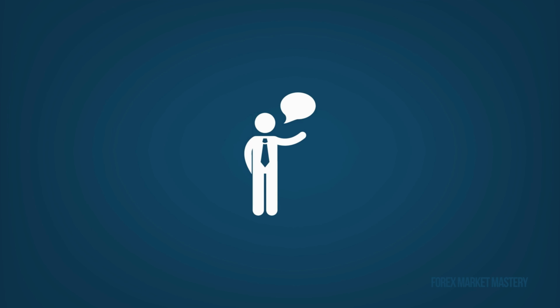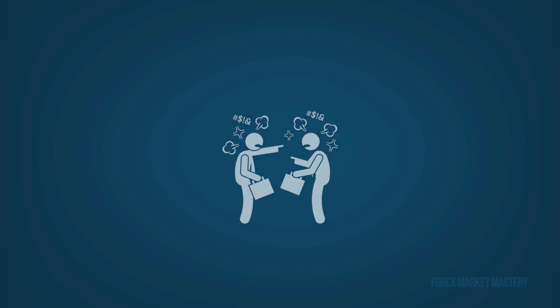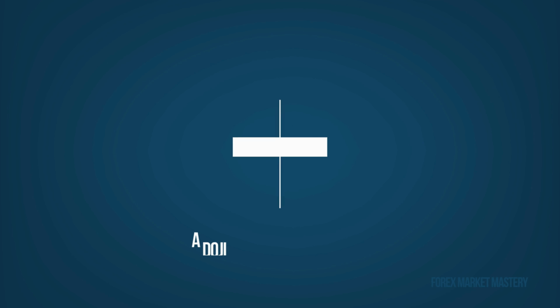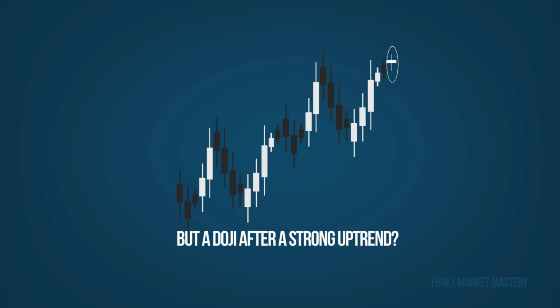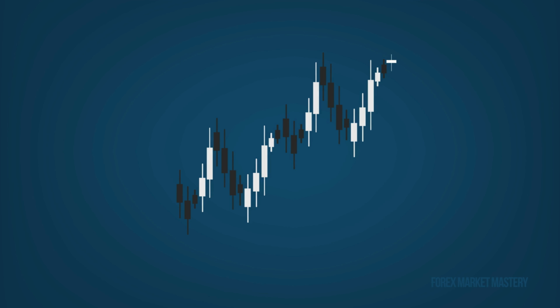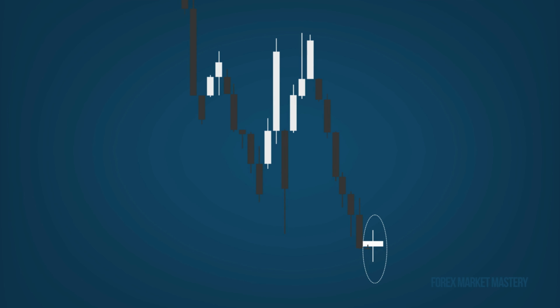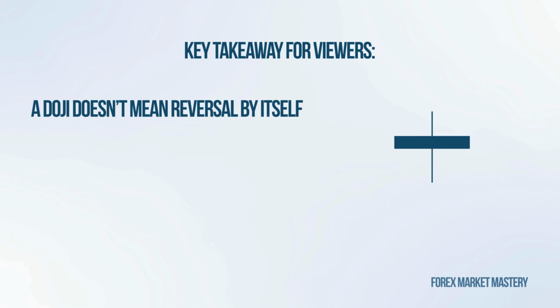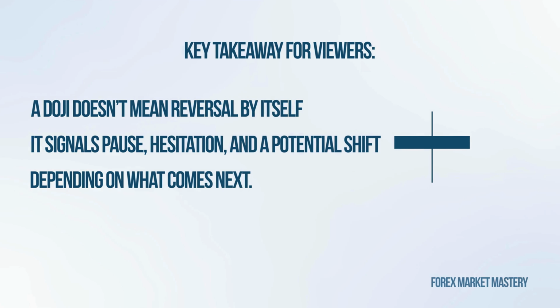What does this tell you? Complete indecision. Buyers and sellers fought to a draw. Now here's the key. A doji by itself means nothing, but a doji after a strong uptrend, that's exhaustion. The bulls ran out of energy. After a downtrend, potential reversal signal. A doji doesn't mean reversal by itself. It signals pause, hesitation, and a potential shift depending on what comes next.